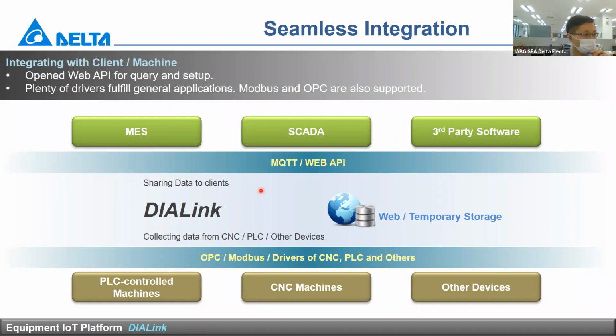So we do support MQTT and Web API, and also OPC, both UA and DA right now. So it's easy to link with other systems like MES, SCADA, or third-party software, whatever, as long as they follow the rules. And for the DIALink, we use a web browser to log in to the interface.